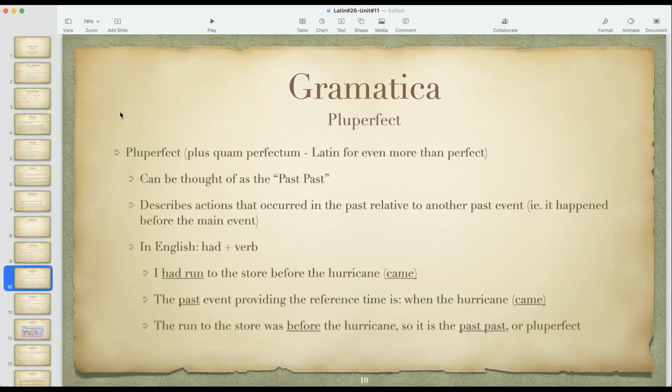And yes, the pluperfect is short for plus quam perfectum. So plus means more, quam means than.